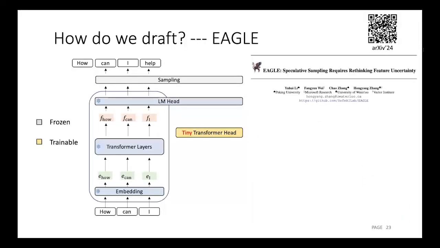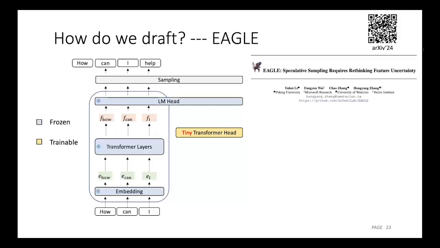We call this method Eagle, and this is also a joint work with Yuhui Li and Chao Zhang from Peking University and Fangwei from Microsoft. What we do is that we try to do the next feature prediction rather than the next token prediction. Let's say we have the prompt, this is our prompt.